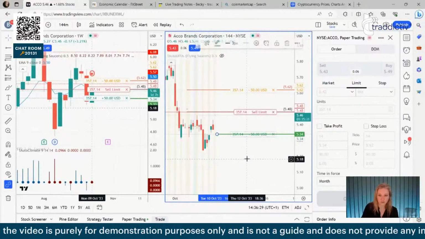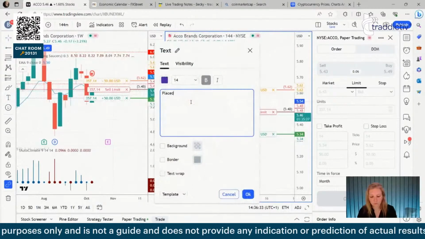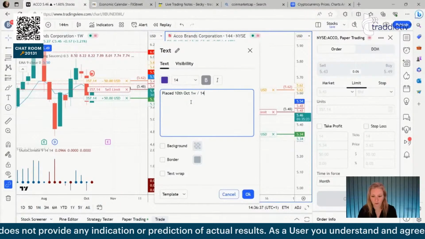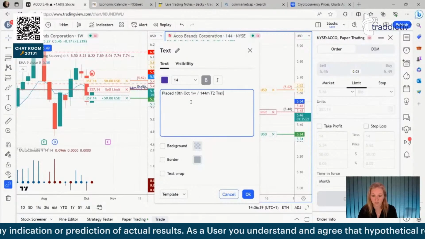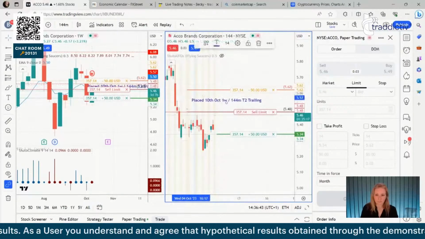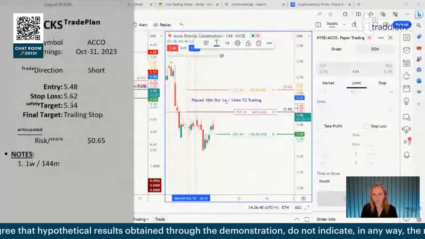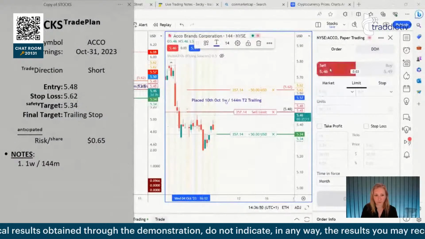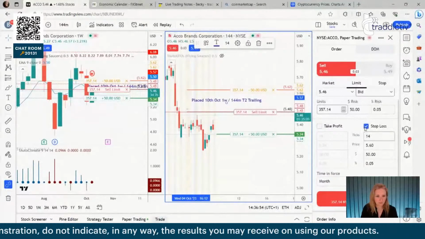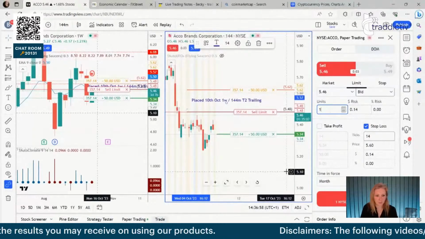$5.34 is the safety target. Let's put a little note. So placed 10th October, 1 week, 144 minute, target 2, trailing. Great, so that's that trade put on. Let's now just update that quickly on the sticky note. So it was 5.34. The risk here per stock was 14 cents.